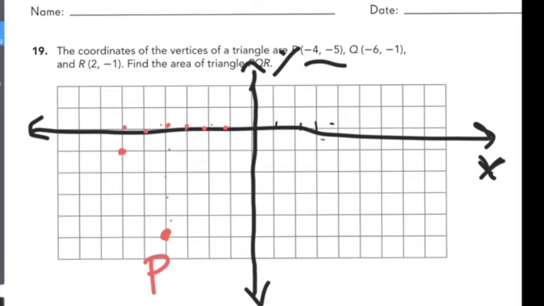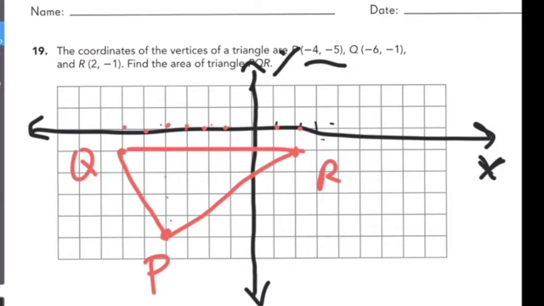And that's Q. Then R is 2, -1. So 1, 2 positive, down 1, -1. And that will be R. So then what you're going to do is connect the dots, and then this is going to be our triangle, and try to use a ruler to make it easier for you at home.